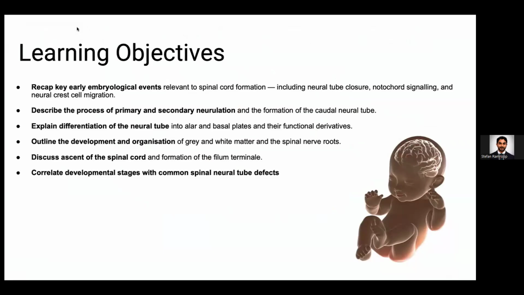Well, one, we're just going to recap quickly the early steps that are directly relevant to spinal cord formation. So that'll be the closure of the neural tube, the inductive role of the notochord, and how neural crest cells migrate. We'll be looking at how the caudal neural tube forms through both primary and secondary neurulation. We're going to explore how the neural tube differentiates into functional zones with the alar and basal plates. We'll look at the internal organization of the developing cord, the ascent of the spinal cord, and then also look at some clinically relevant pathology.